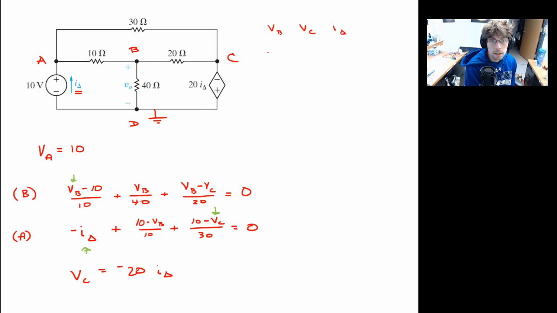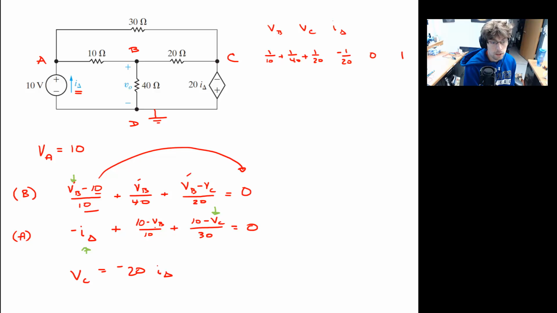So VB, we have 1/10 plus 1/40 plus 1/20. Okay. That takes care of that one, that one, that one. For VC, we have minus 1/20th. And no I's, so we have 0. And then we have negative 10 over 10, which we move to the other side. So we get 1.